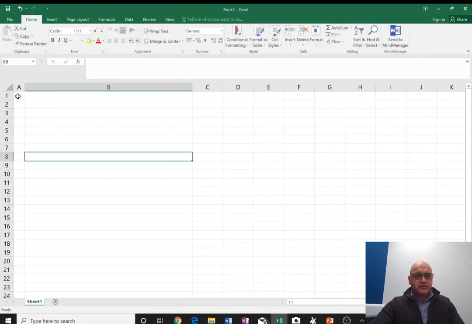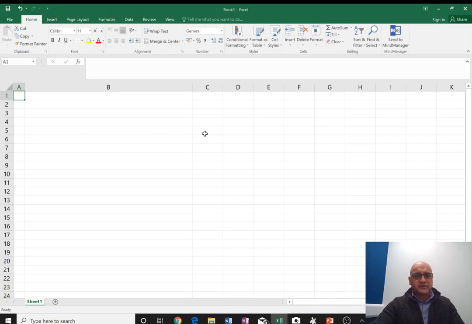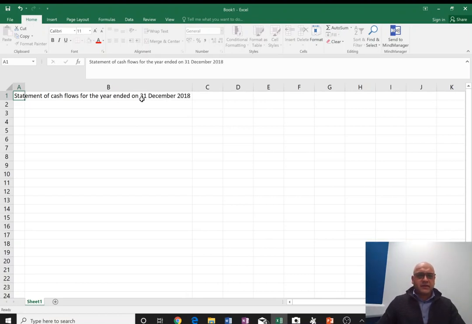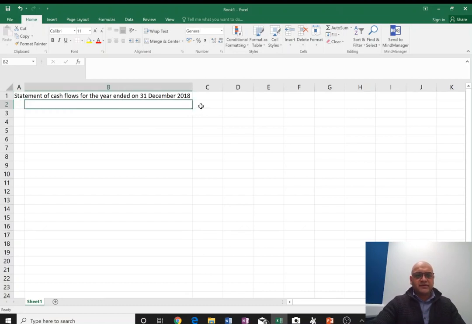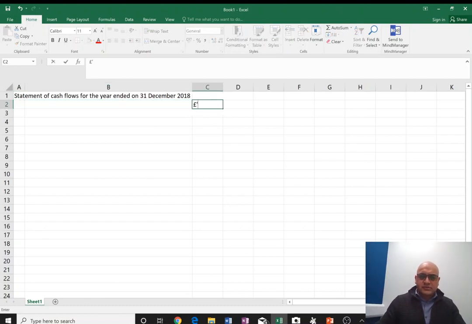Okay, I'm using Excel to create it. You can use anything. So we'll probably need 3 columns. Let's use the 3 columns approach, and we'll give it a title first: Statement of cash flows for the year ended on 31st December 2018. Great. The first column is going to be for the details, and 2 more columns for the pounds. We are going to be working in thousands, by the way, so rounding up, stripping off 3 zeros.